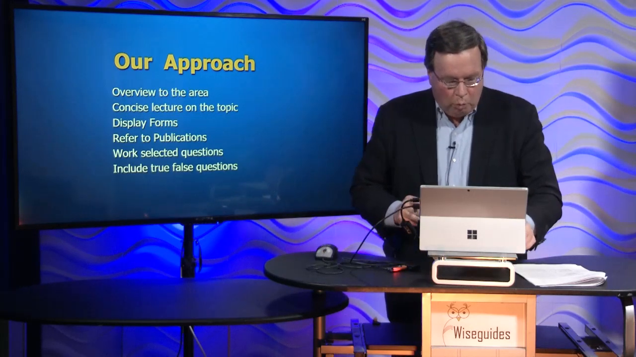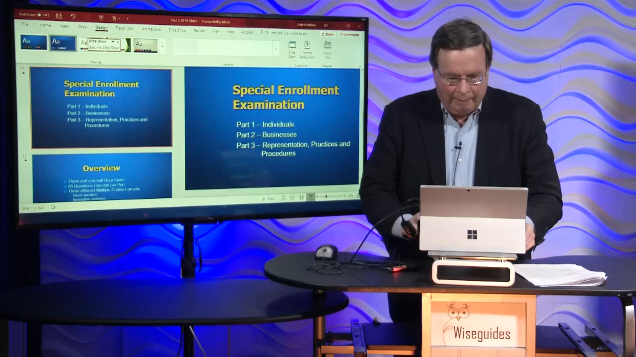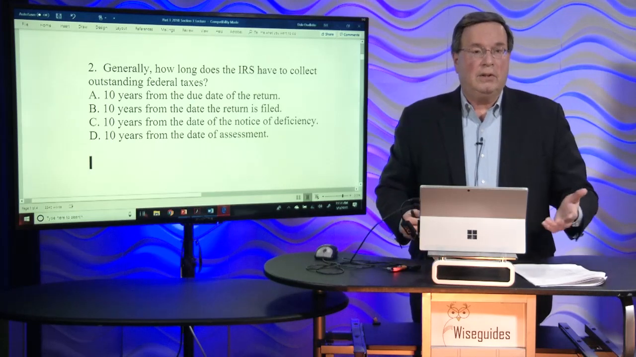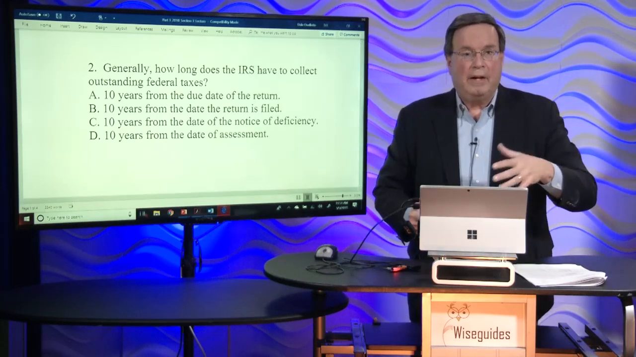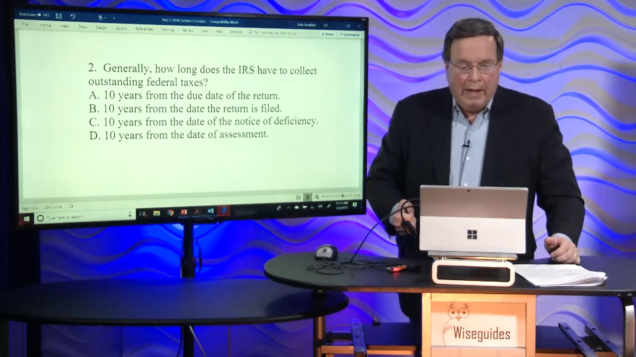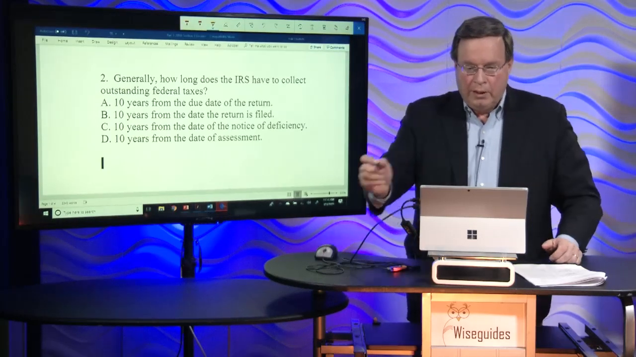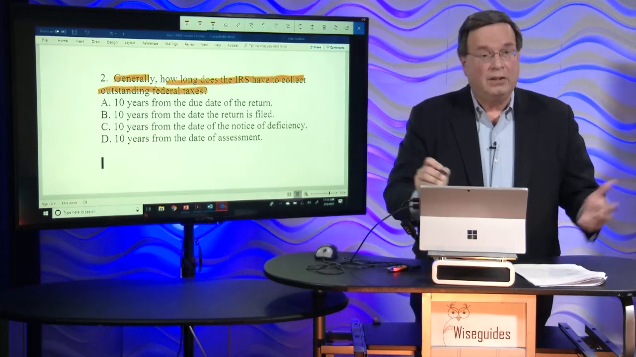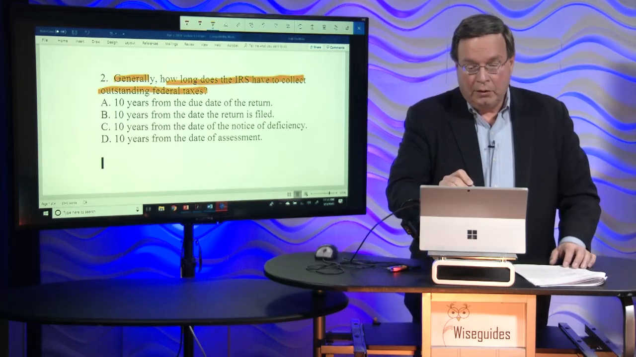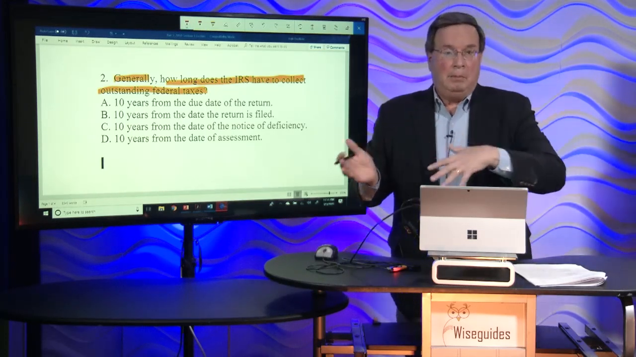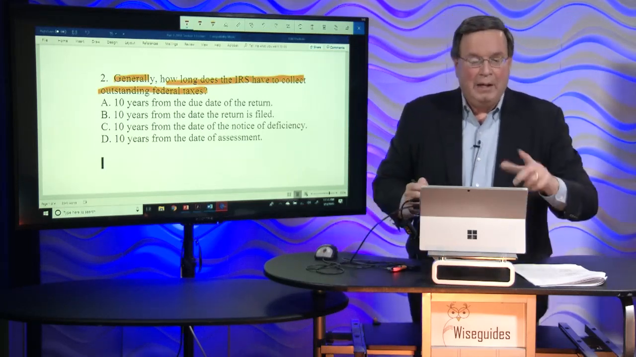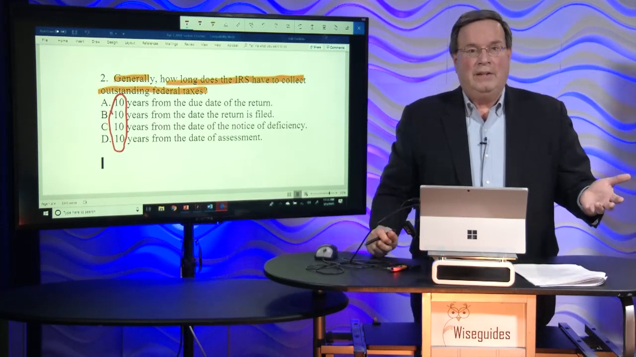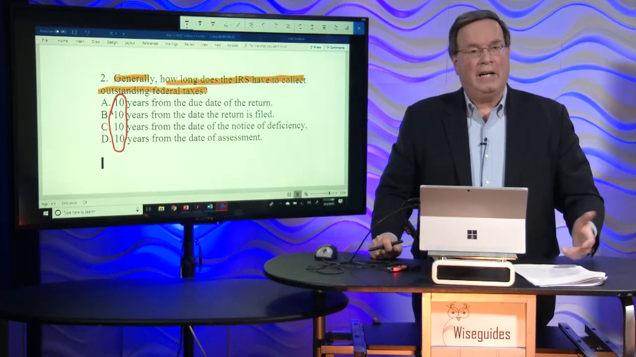Let me give you an example of just one of those so you can see what that might look like. I'm going to grab this one right here. This one had to do with the collections area, just to give you some idea of where this fell. So this was basically a part 3 area. It basically says, generally, how long does the IRS have to collect outstanding federal taxes? That's a good question. And if you didn't know it, then maybe this is a good time to cover it before I cover it. But if you notice on this side over here, all of these are 10. So obviously the answer is 10. It's not a 3-year statute of limitations, but it's 10.